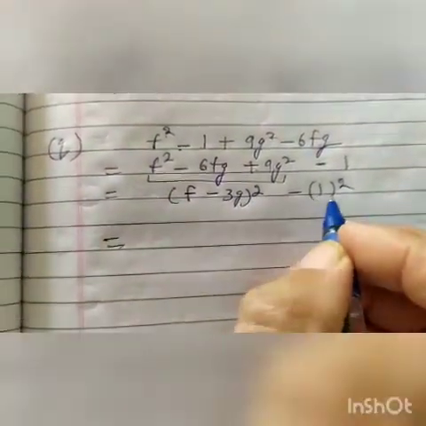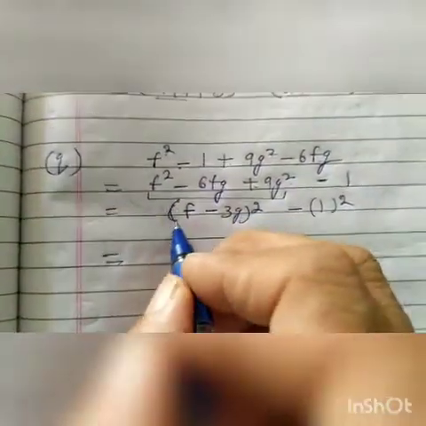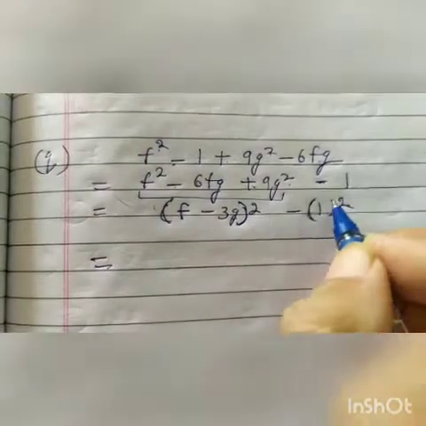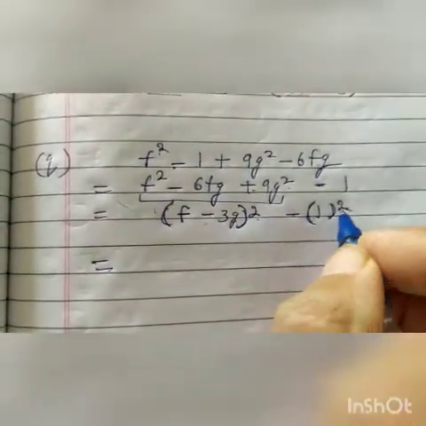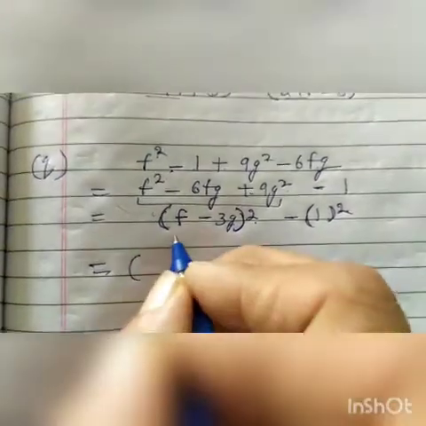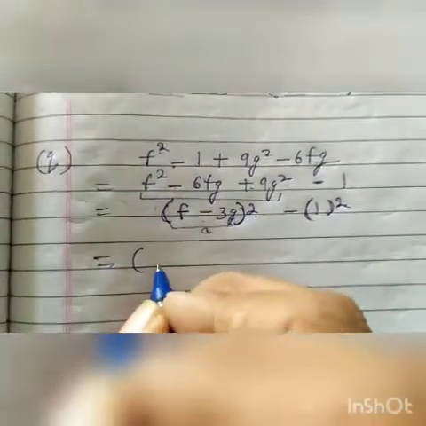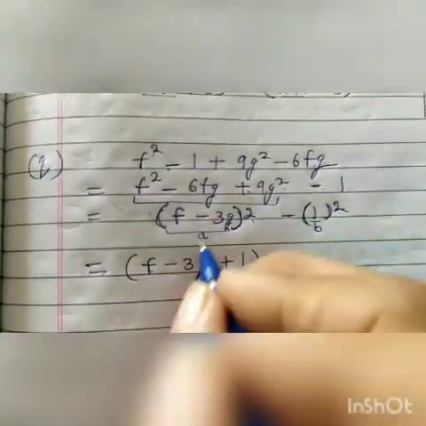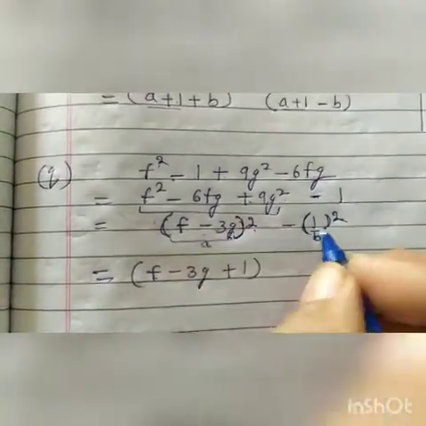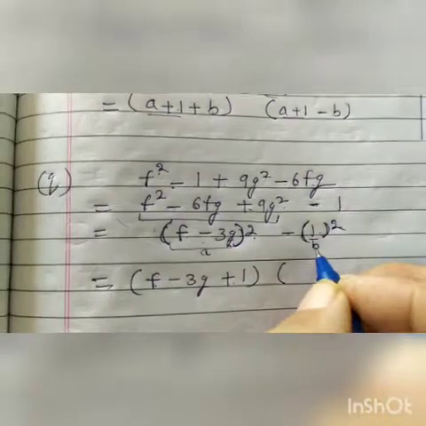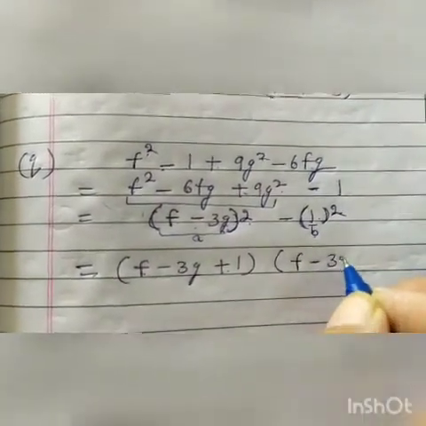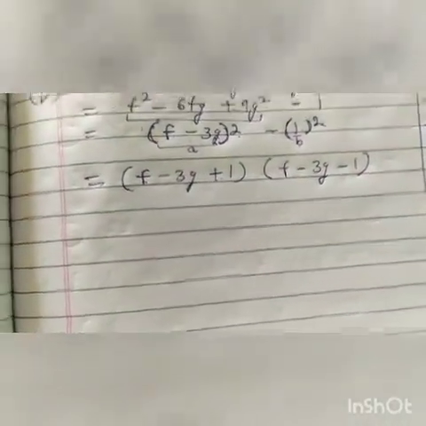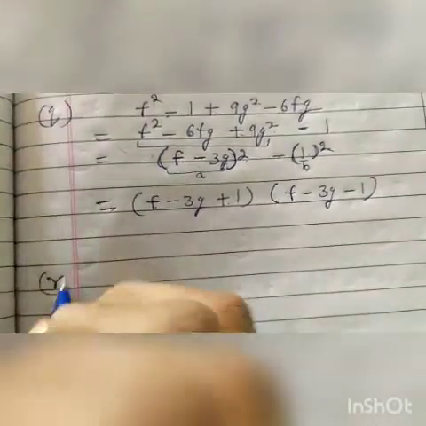Now here we will use the third identity, A square minus B square. This whole bracket is the value of A, and this is B. A square minus B square is equal to A plus B times A minus B. So A plus B means F minus 3G plus 1, and A minus B means F minus 3G minus 1. Clear, students?